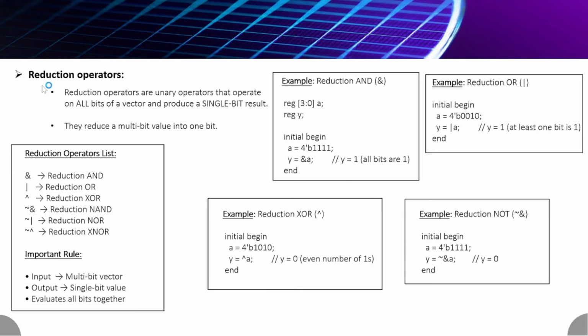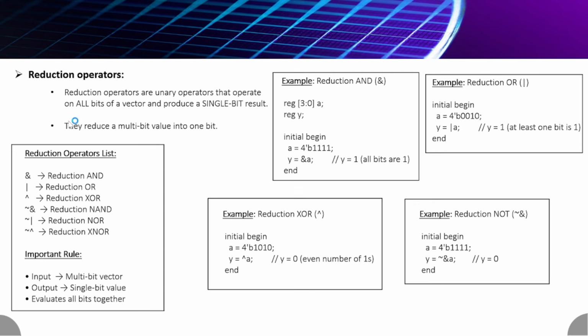Let's move to the next type of operators, called reduction operators. Reduction operators are unary operators, which means they work on a single operand. They operate on all bits of a vector and produce a single-bit result. In simple words, reduction operators reduce a multi-bit value into one bit.